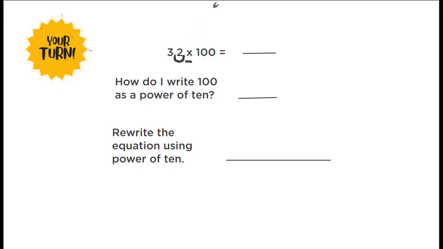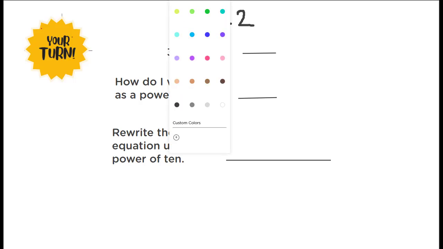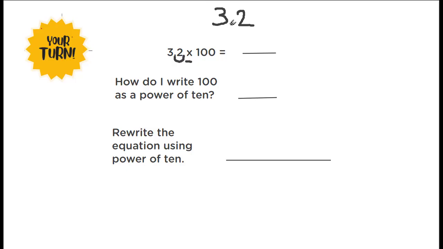Let's do that up here so I can see better, okay? And I'm going to change the color of my pen. I'm going to use red. So I got to move it 2 places. 1, I don't have any more numbers, so I'm going to put 0 there, and then 2. See how I add the zeros as I go because it can get confusing. So my answer is 320. How do I write 100 as the power of 10?